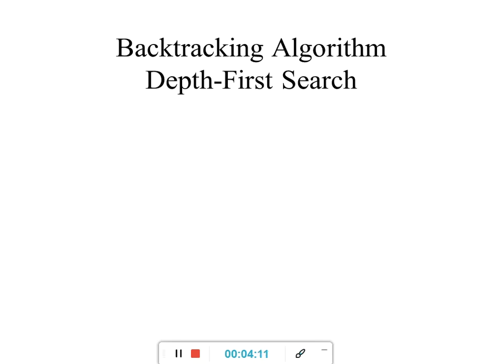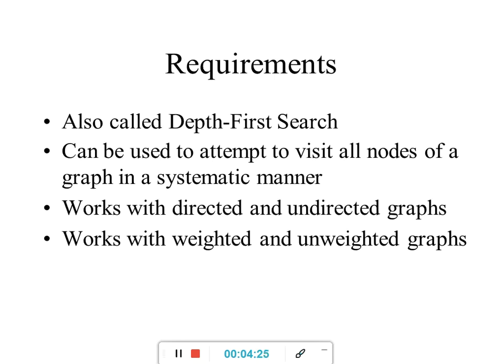Now I would like to discuss the depth first search algorithm. This depth first search is based on a backtracking algorithm. Before discussing it, you must know that the depth first search algorithm works for both directed and undirected graphs, and it works for both weighted and unweighted graphs.